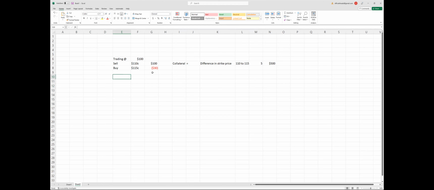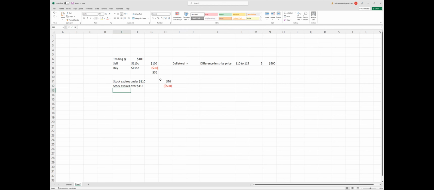You reach max gain under 110. So if the stock expires under 110, you get plus $70. If the stock expires over 115, you lose $500.